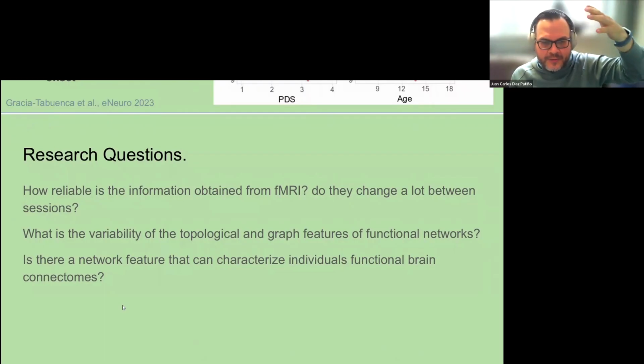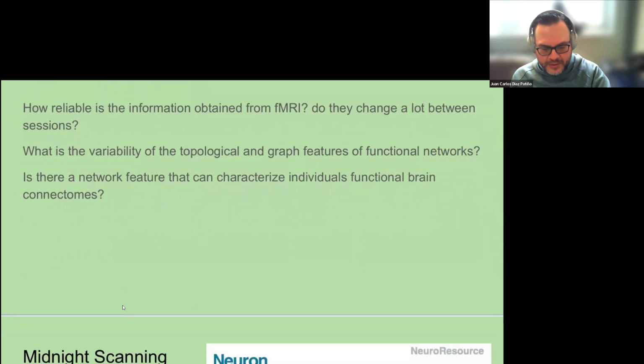How reliable is the information obtained from fMRI? Does it change a lot between sessions? Maybe one day you have some kind of information and the next day you have a completely different kind of information. What is the variability of the topological and graph features of functional networks? And lastly, is there a network feature that can characterize individuals, the individual's functional brain connectomes? And we try to answer these questions.